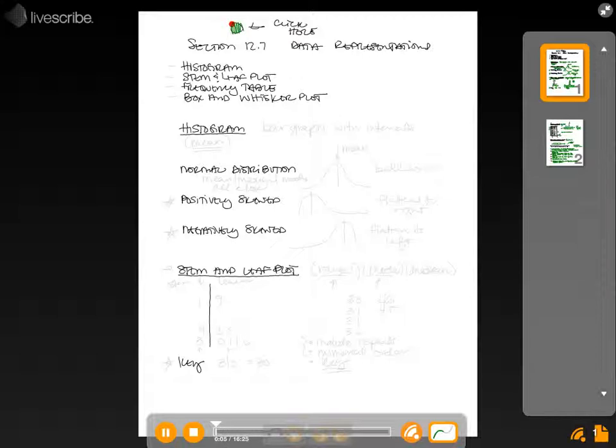Okay, these are our notes for section 12.7 on different ways to represent data, on data representations. Now, our notes are going to focus on 4 main ways. There are more ways to represent data, but we're going to focus on 4. We're going to focus on histogram, stem and leaf plot, frequency table, and box and whisker. And each one of these ties to one of our measures of central tendency.